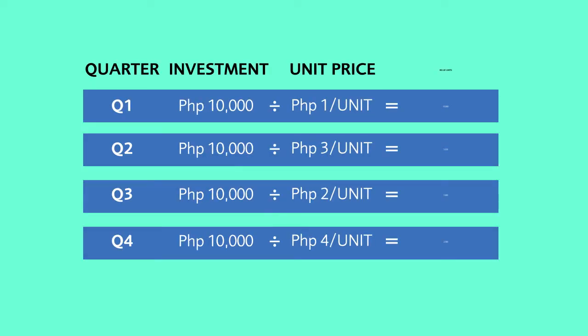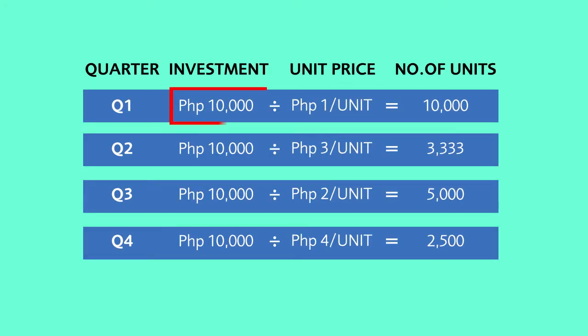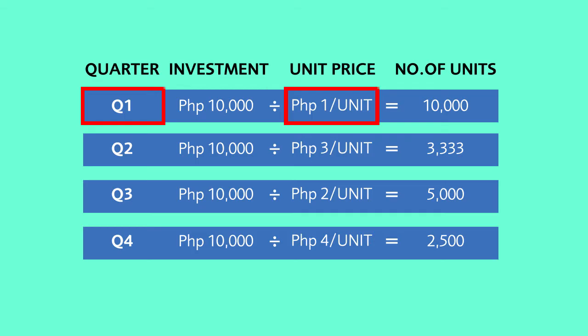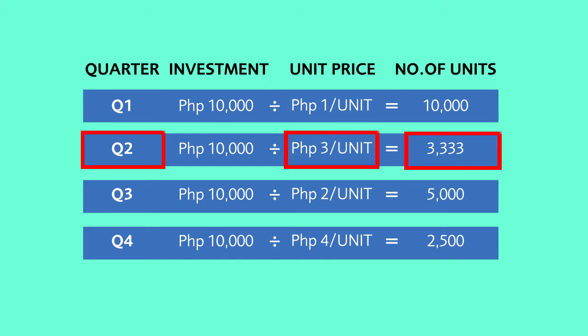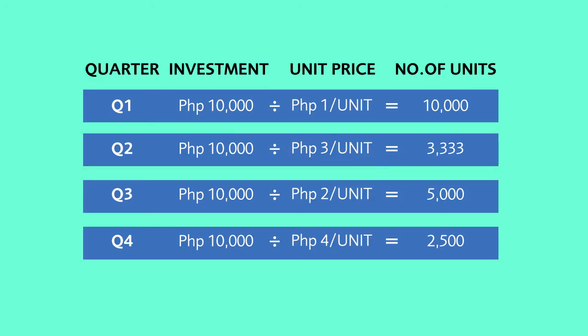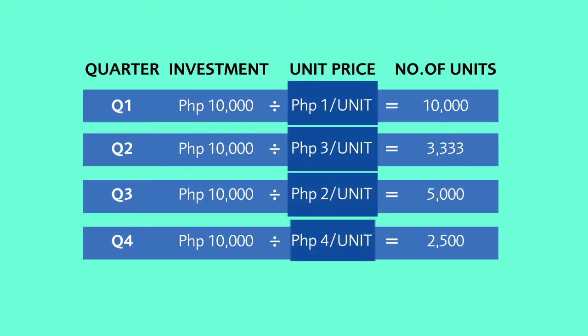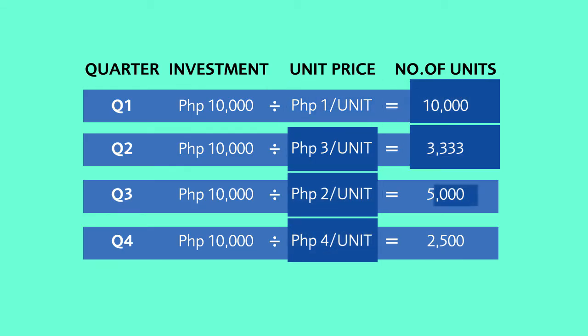To illustrate, assume that an investor allocates 10,000 pesos into a fund of his choice each quarter. In the first quarter, the fund price is 1 peso per unit, so the investor was able to buy 10,000 units. On the second quarter, the unit price rose to 3 pesos per unit, allowing the investor to buy just 3,333 units. The price continues to move up and down throughout the year, and the investor is able to buy a varying number of units every quarter.